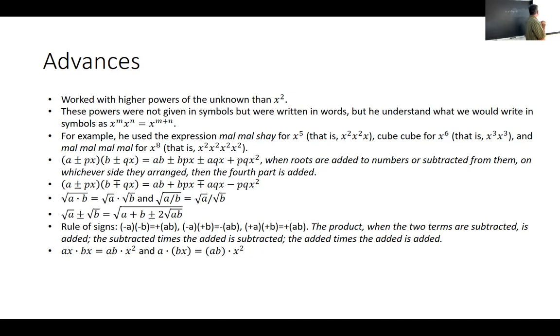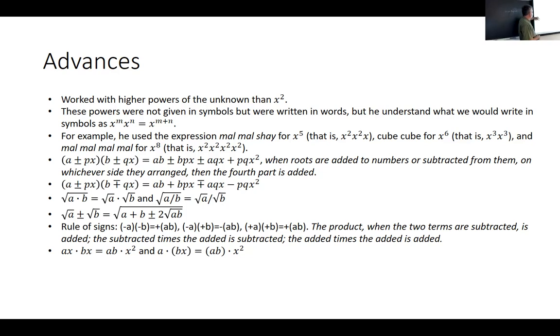That's interesting. So he did explicitly write down the rule of signs, which is important if you're doing algebra, right? That minus times minus is a plus. The way he said it is, the product when two terms are subtracted is added, the subtracted times the added is subtracted, the added times the added is added. So that is how he would state the rule of signs.